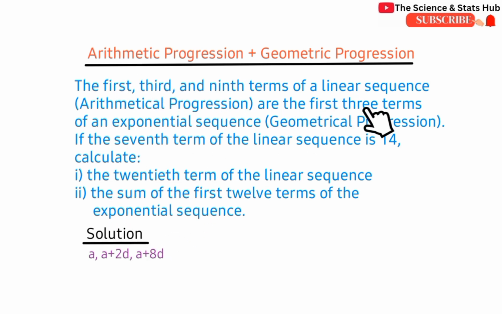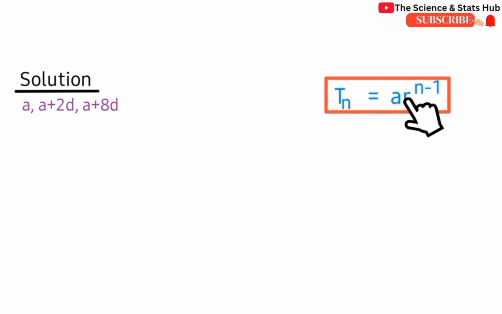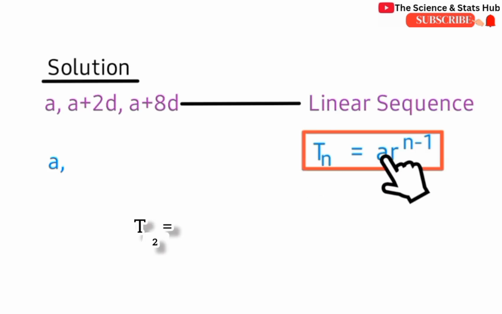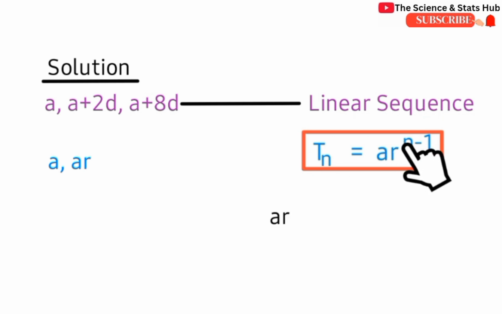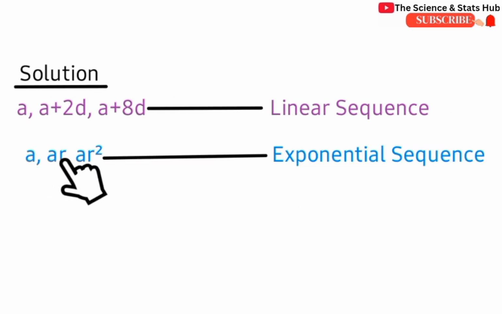And the first three terms of an exponential sequence, applying the usual formula: the first term is A, the second term is AR raised to power n, where n is 2, the second term, minus 1. 2 minus 1 is 1, so the power of R is 1 for the second term. The third term will be AR raised to power n being 3, the third term, minus 1. So 3 minus 1. So these are the first three terms of an exponential sequence.